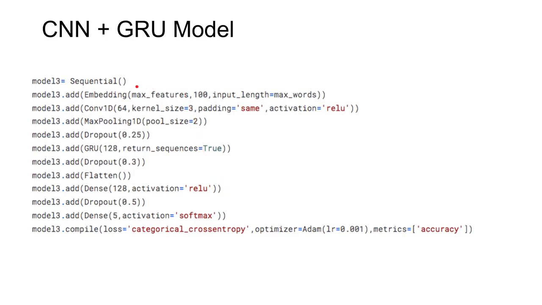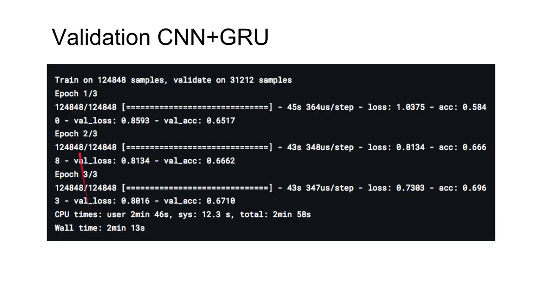Then we have the CNN with the GRU model. Same stuff as before. We have the sequential embedding. We do our one-dimensional convolution layer. We do our max pooling. We have a new dropout there, and then a GRU is added. So this is 128 nodes. More dropout. We actually flatten it before we move it to another dense layer, and we repeat this again, dense, dropout.